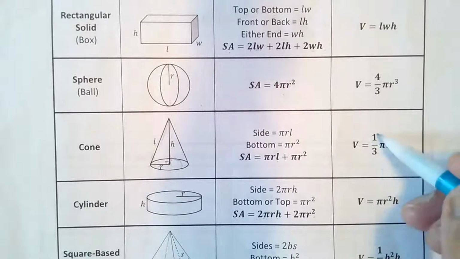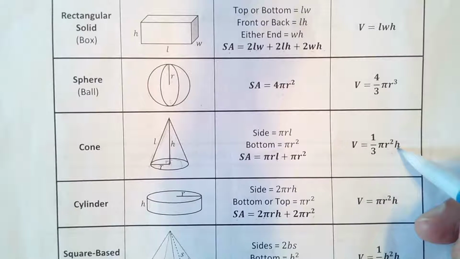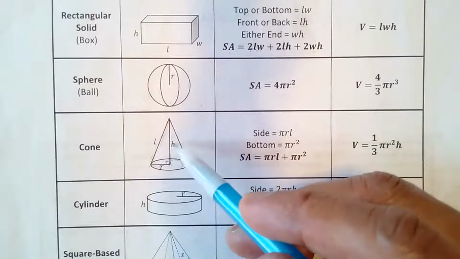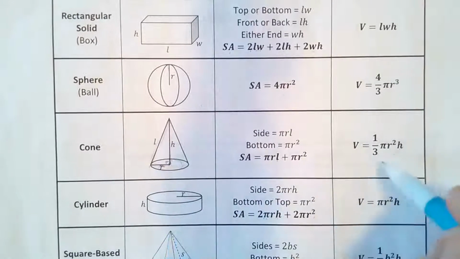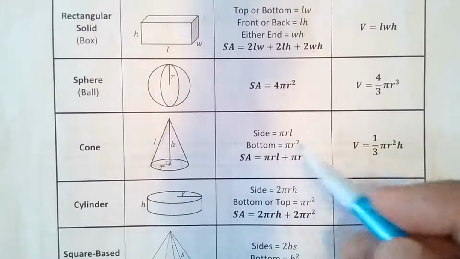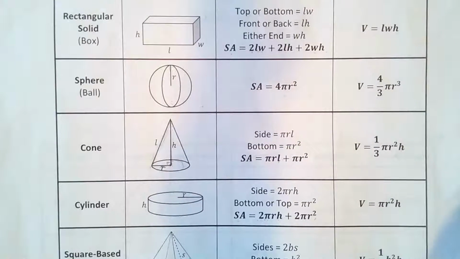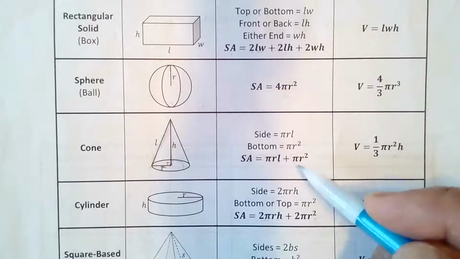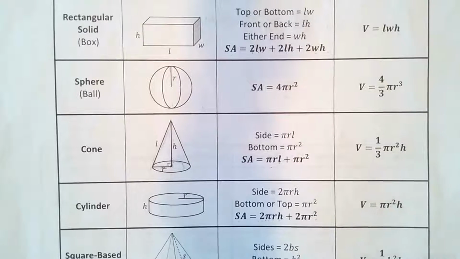The volume is 1/3 pi times the radius squared times the height. So we need the height and the radius to find the volume, and we need the radius and the side length, or the slant height, to find the surface area. So let's record. Let's look at the first one. We're looking at surface area.